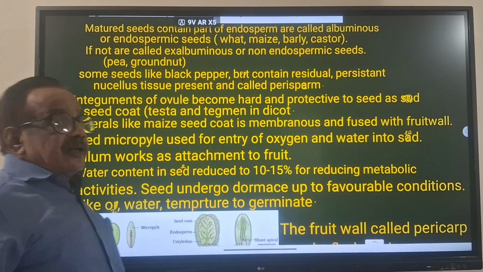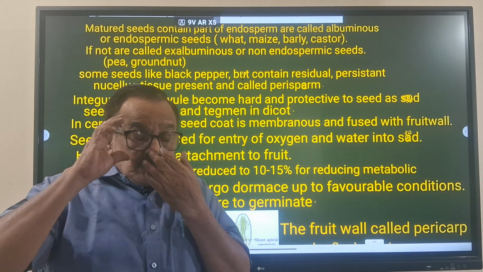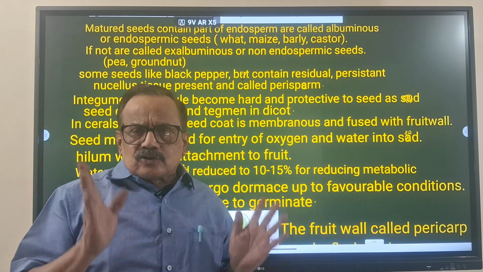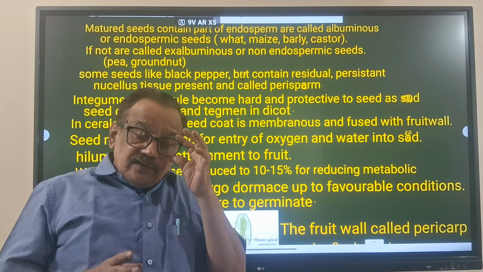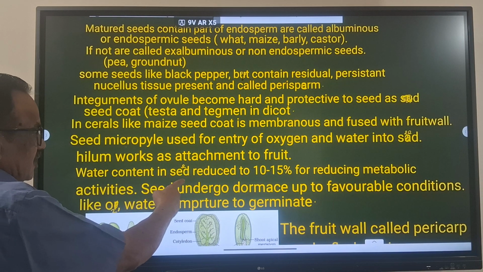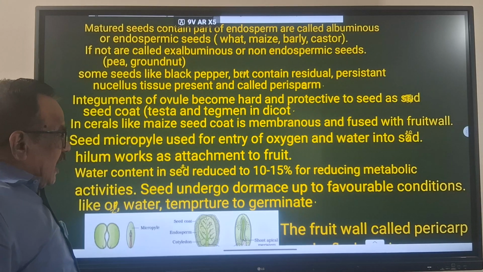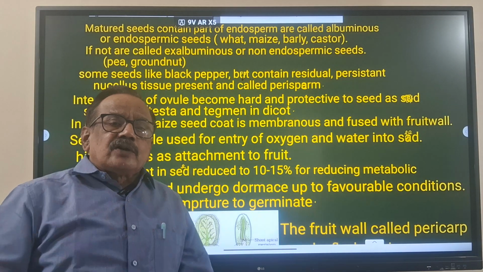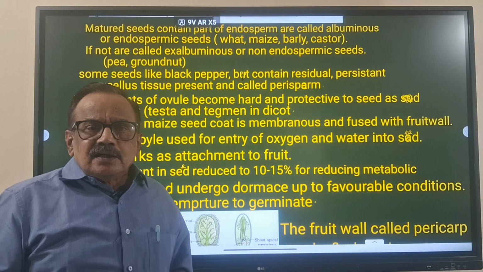And the water content in the seed will be reduced. Generally the water content in seeds will be very low. Why? If the water content is more, physiological activities will be more, but the seed has to stay many days, so physiological activities will be minimized. It will be in the living condition, but physiological activities will be very low. So the water content in the seed is reduced to 10 to 15%. Remember the percentage also, for the reduction in metabolic activities. These metabolic activities stay reduced until favorable conditions for germination are obtained.